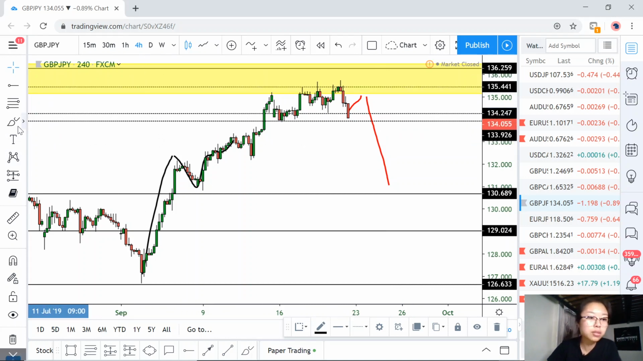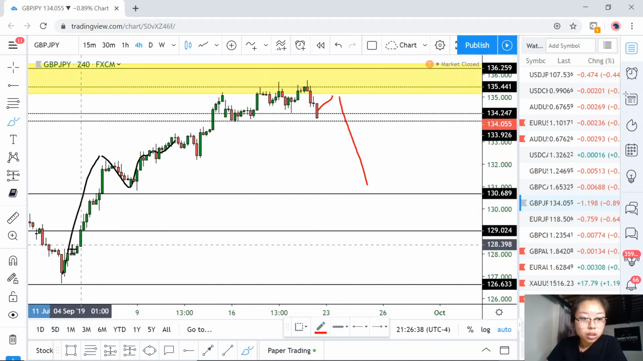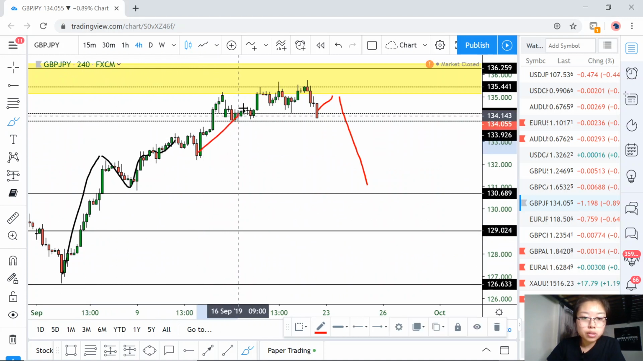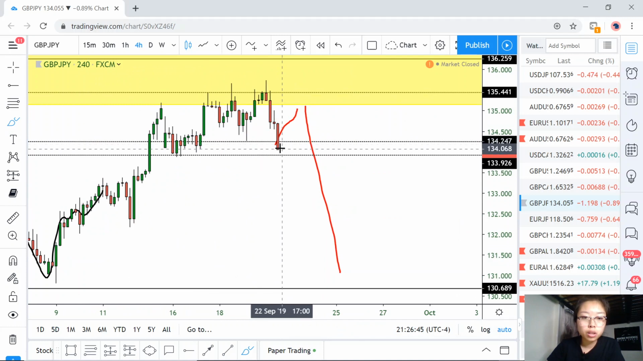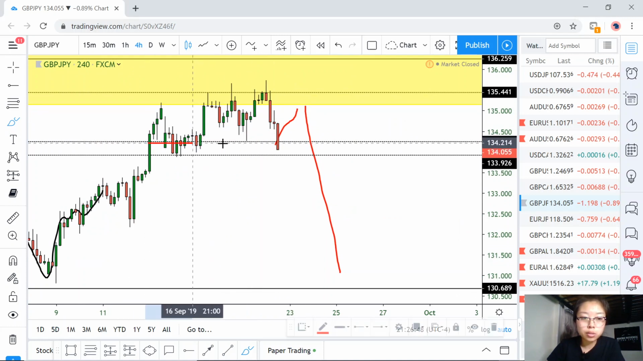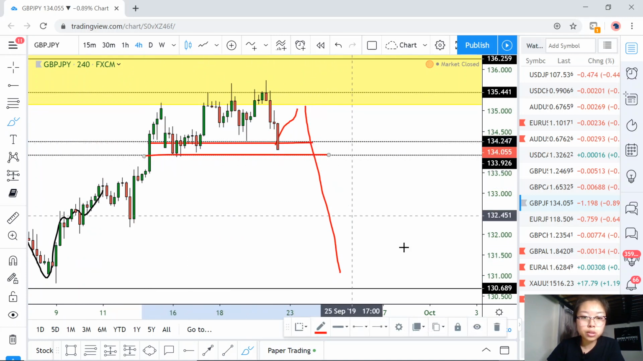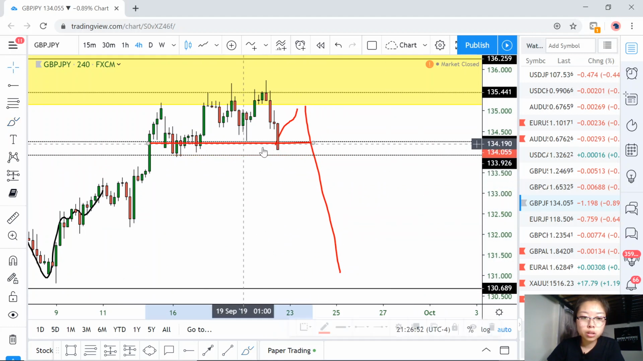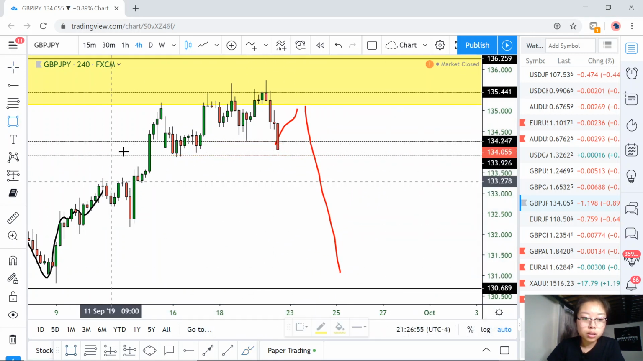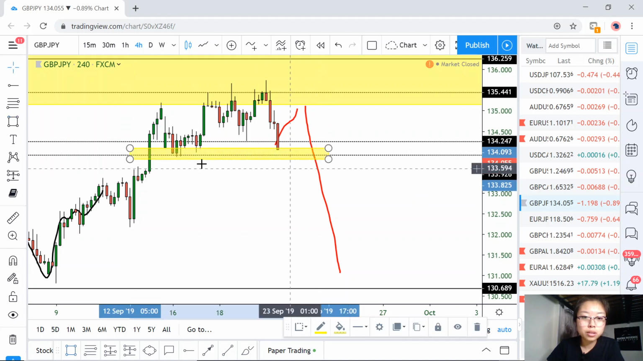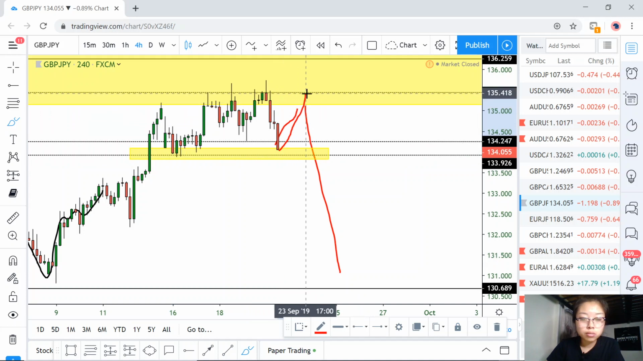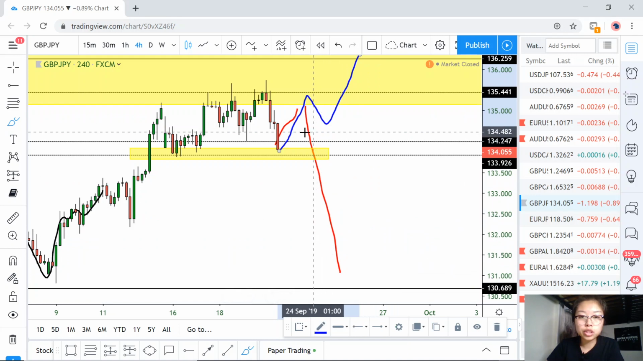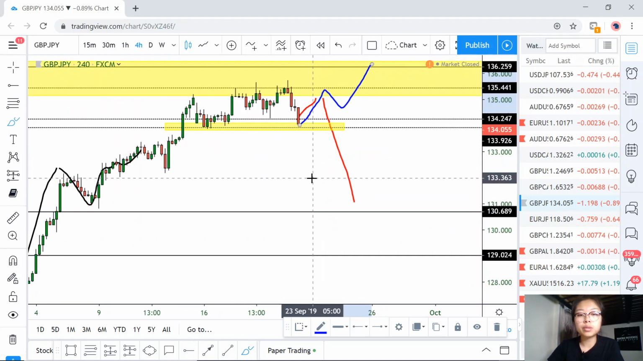So in this case, one push, two push, this is a third push. One consolidates. Okay, so we have this support holding. If this support holds and you're going for trend continuation, I'll look for something like that.